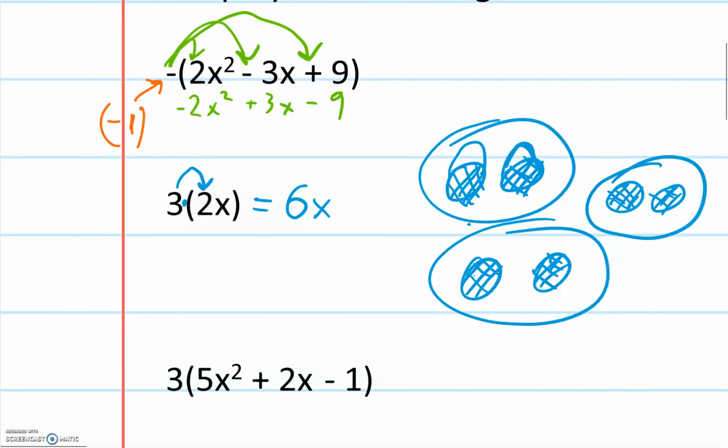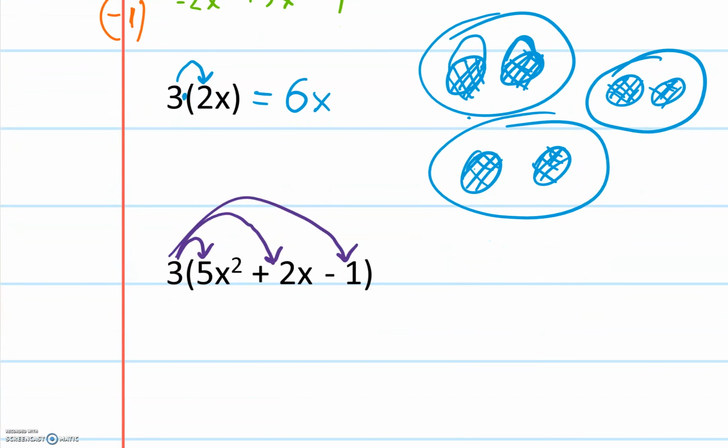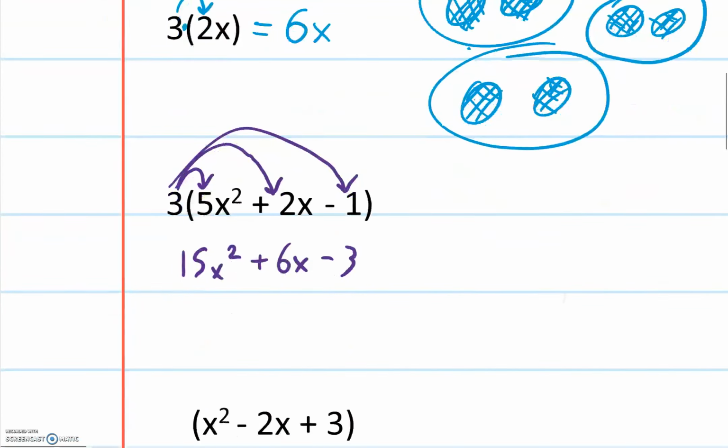Okay, let's try this again. Same thing, different numbers. This is a polynomial. Ooh, scary. But really, same steps. Multiply it in, multiply it in, multiply it in. So 3 times 5 is 15x squared. 3 times 2 is 6x. 3 times negative 1 is negative 3. Make sure you keep that.